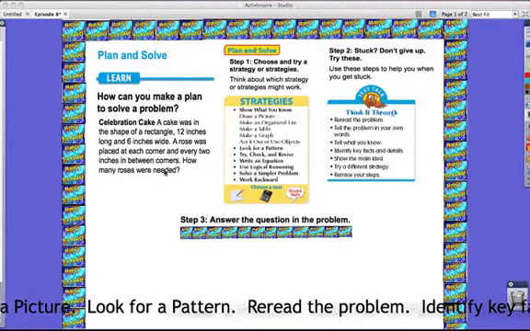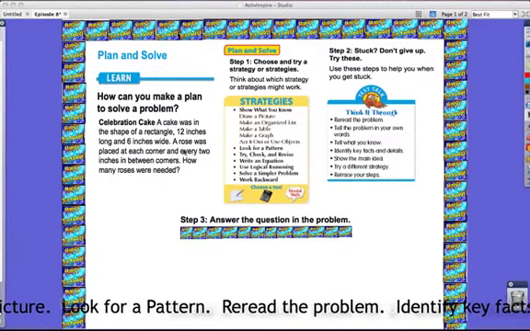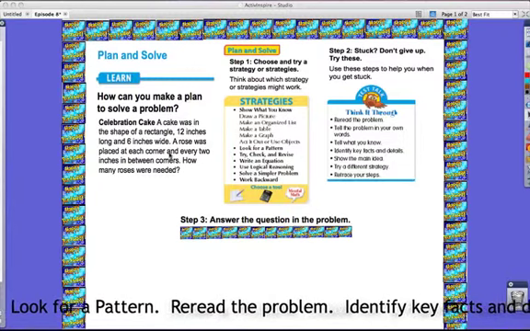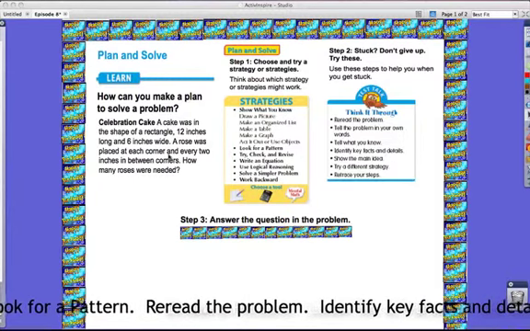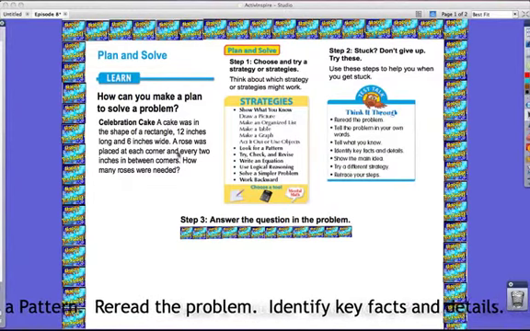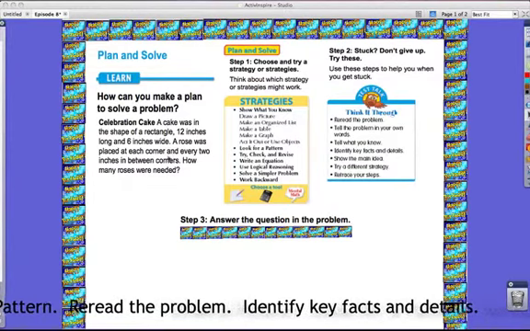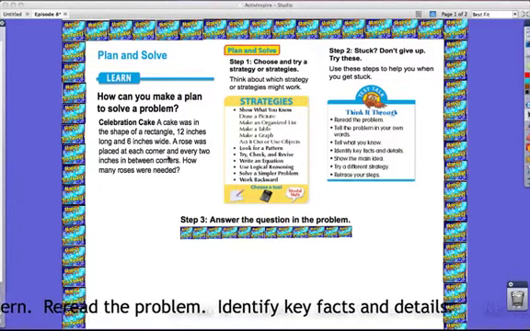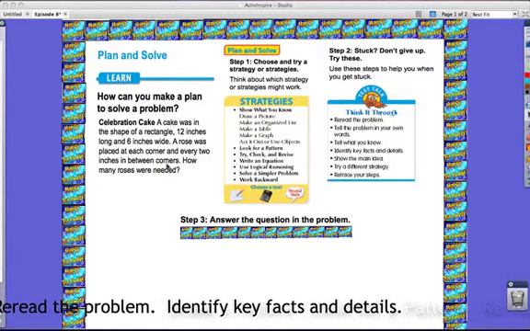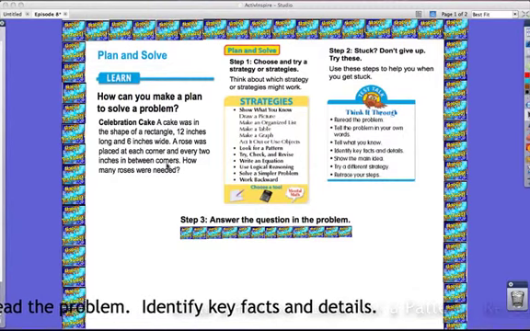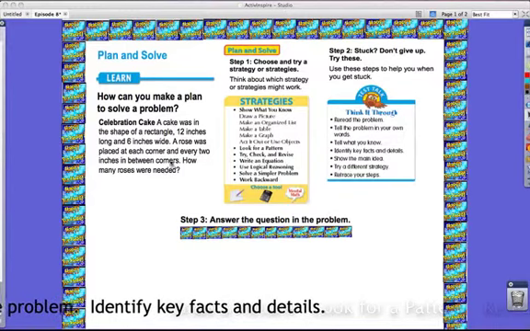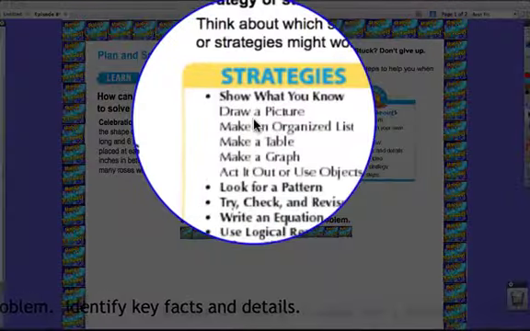All right, the key facts are, the cake was a rectangle. I got that. It was 12 inches long and 6 inches wide. That's a fact. Now, here's a key fact: a rose was placed at each corner and every 2 inches in between corners. Okay, how can I go about this? Well, let's try drawing a picture. Let's give that a shot.